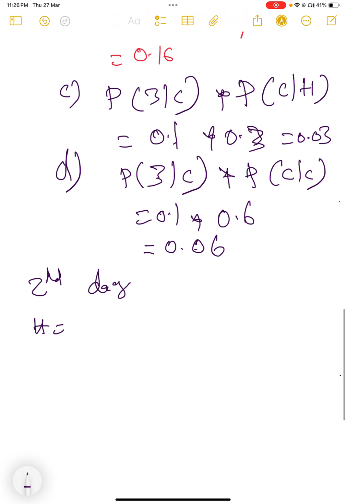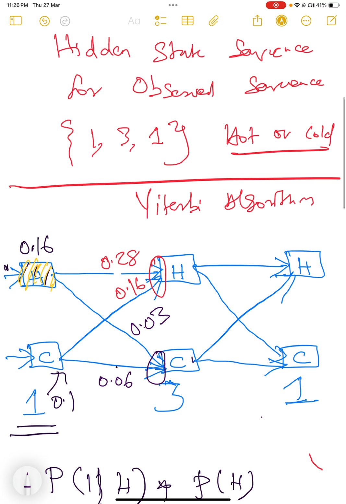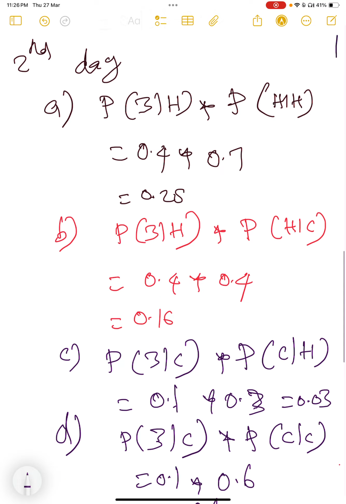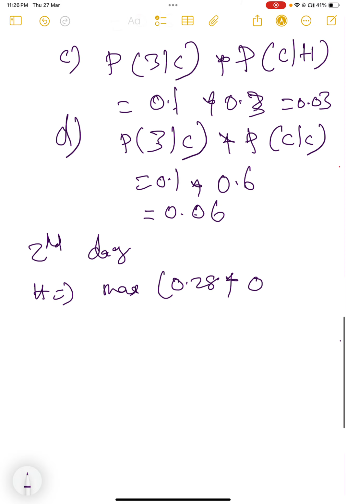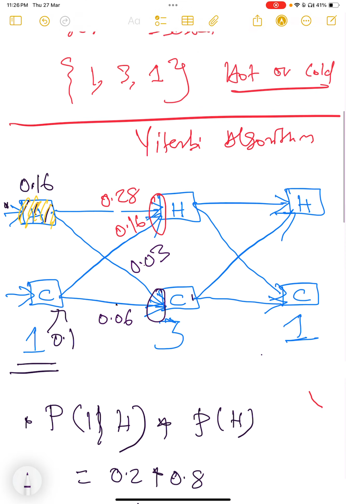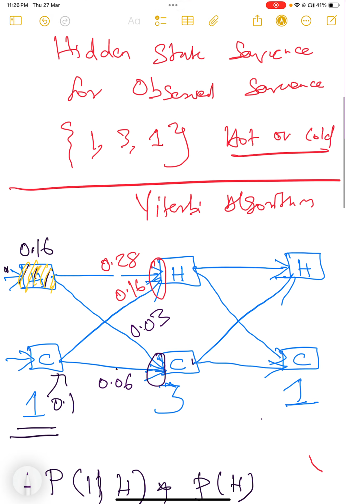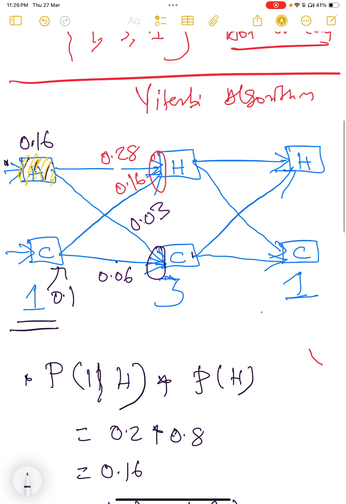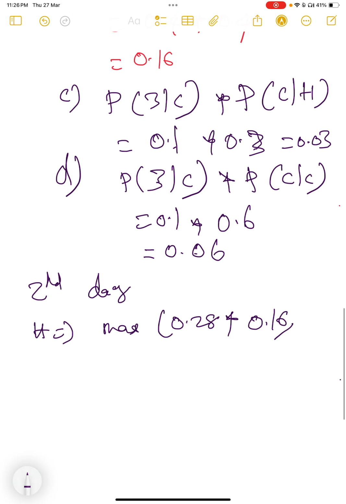H. What will H be? Max of 0.28 into 0.16, and next we have 0.1 into 0.16. This should be the value for H. So what will be the answer? So we should compute 0.28 into 0.16.